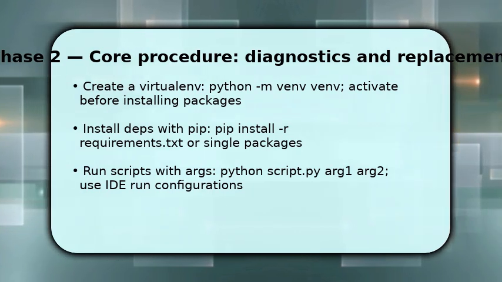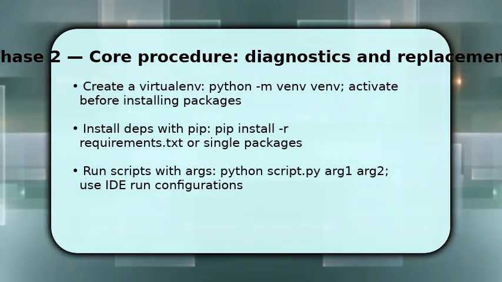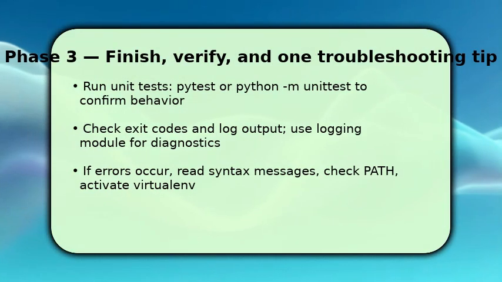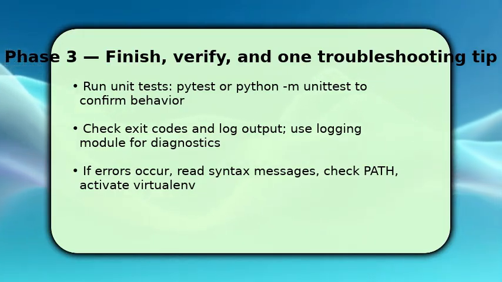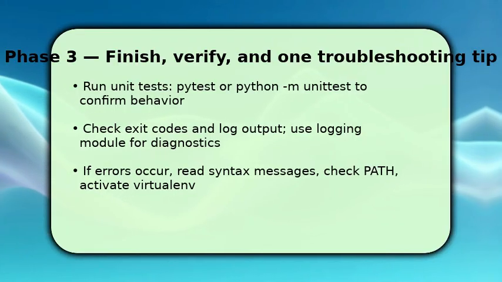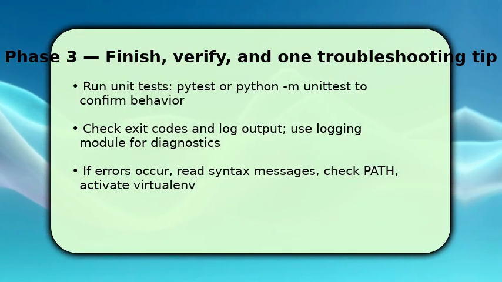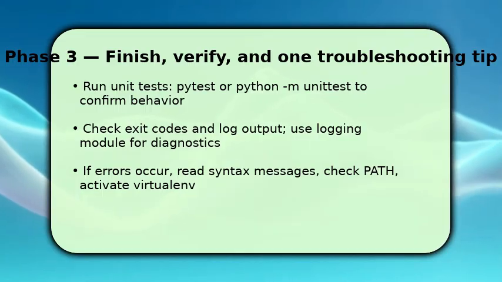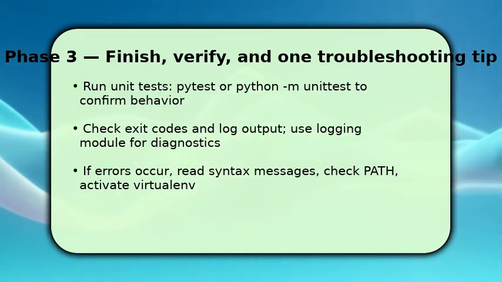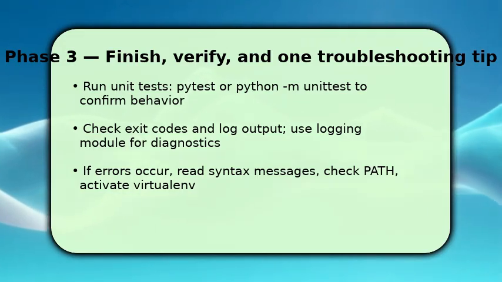Finish by running your test suite to verify the program behaves as expected. Use pytest or Python unittest. After a successful run, inspect exit codes and logs and add logging for future debugging. If you package or deploy, freeze dependencies with pip freeze > requirements.txt. If things go wrong, start with the error message.